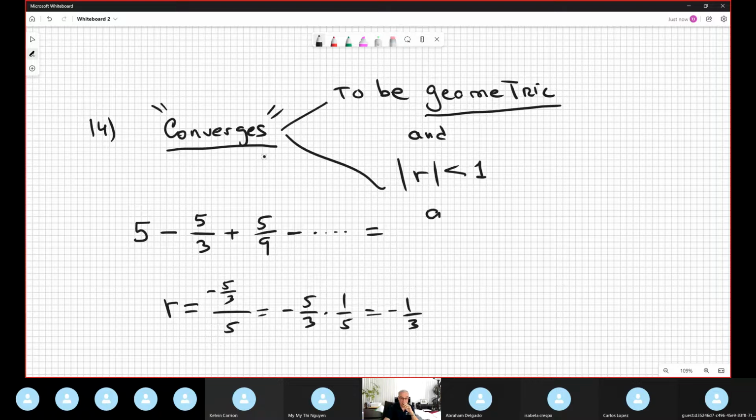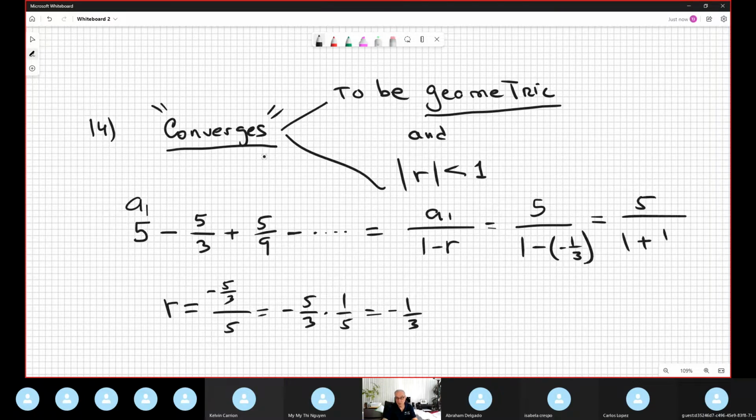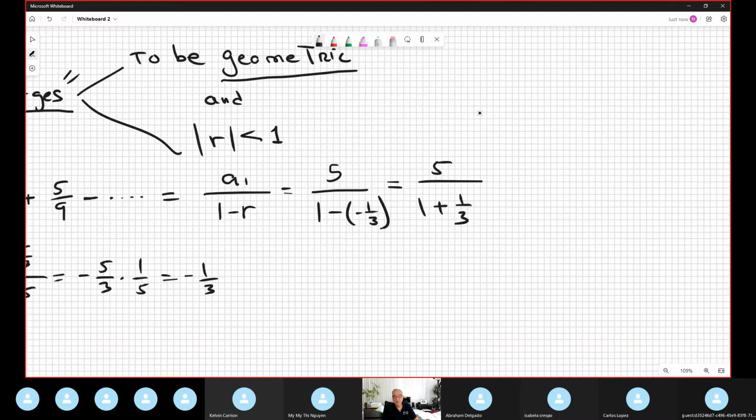Nice. Convergent. What value does it converge to? The formula is A1 over 1 minus R. Who is A1? A1 is 5. Look at that. This is A1. And the common ratio is negative 1/3. So that's 1 minus negative 1/3, so 5 over 1 plus 1/3. And 1 plus 1/3 is 4/3. So 5 over 4 over 3. Now 5 over 1 times 3 over 4 is 15 over 4. This is the value it converges to.